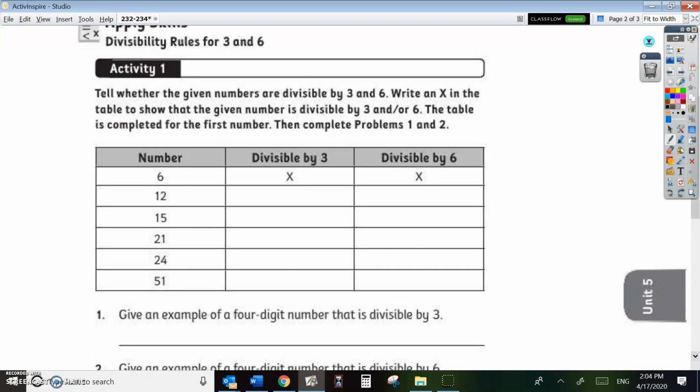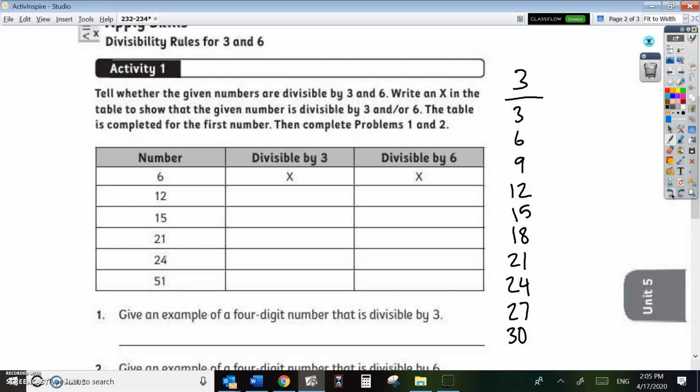Alright, so this problem is divisible by 3 and it's divisible by 6. Well, what does that mean? Okay, so let's do this a little bit differently. In 3, if we count by 3s, we go 3, 6, 9, 12, 15, 18, 21, 24, 27, 30, and we'll stop there. Actually, let's keep going because we need to go up to 51. So let's keep going and see how we do there.